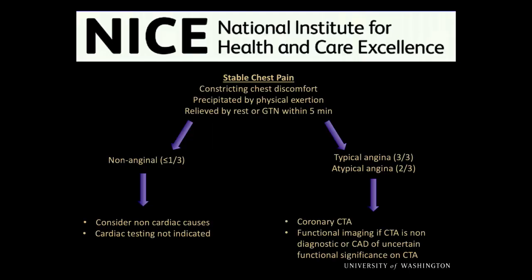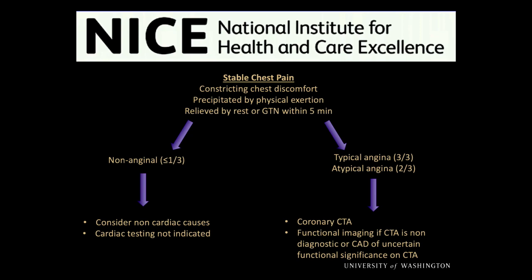And I think it's interesting to look at if she were in the UK, if she were in Europe, what would they do for her in terms of her work up there? And these are the guidelines from the UK. If we put our patient into the context of these guidelines, they break it up into typical, atypical, or non-anginal chest pain. So if she has atypical chest pain, she'd be going down that algorithm on the right. And the first line test in the UK is a coronary CTA.